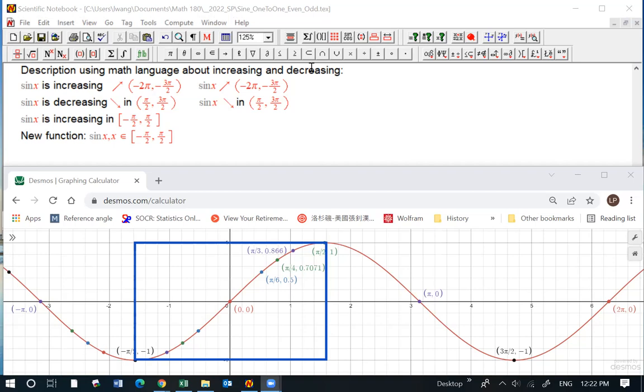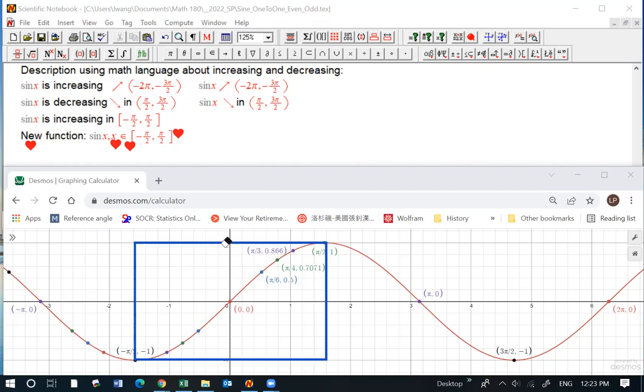What I like to emphasize is that this is a new function, and this new function is 1-to-1. The old sine function is not 1-to-1. Whenever we refer to sine, we refer to that sine we used to know. But when we talk about this new function, we have to tell the reader, hey, the domain is different. The domain is imposed on.